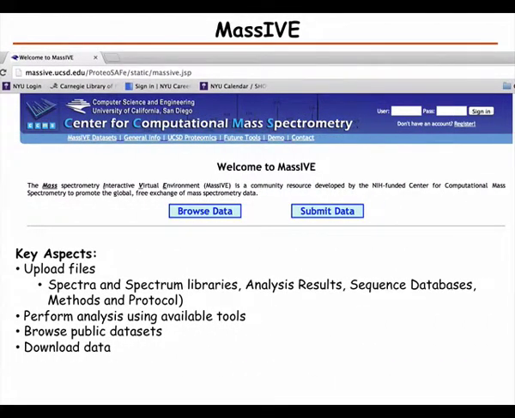So then again, there's another repository called MassIVE that comes from UCSD, and they also provide you with a lot of tools and a lot of analysis. And so on all these, there's going to be more and more public data sets available.